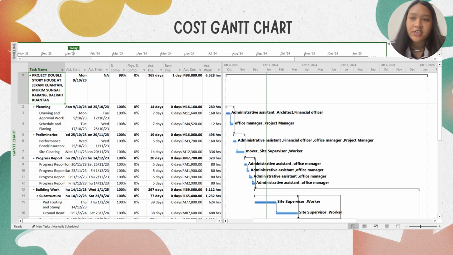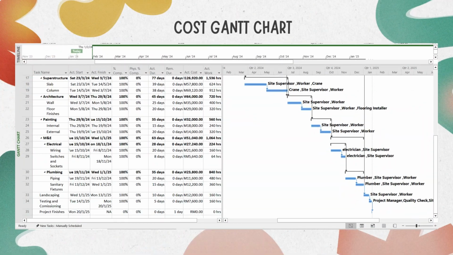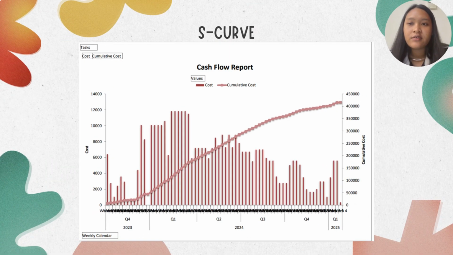For the cost Gantt chart, the total cost for this project is 498,880 ringgit. Next is the S-curve. So here is the cash flow report for this project.